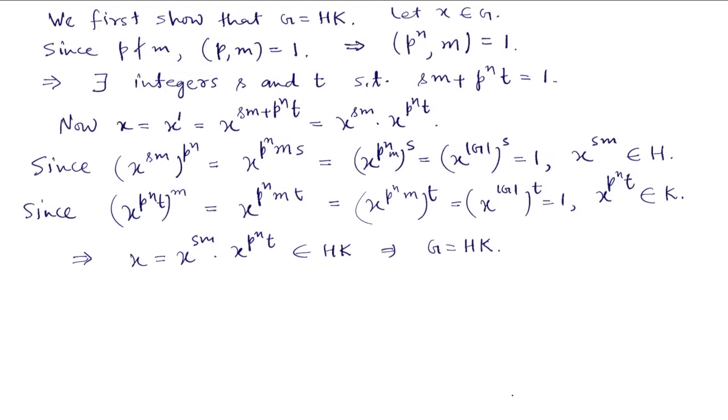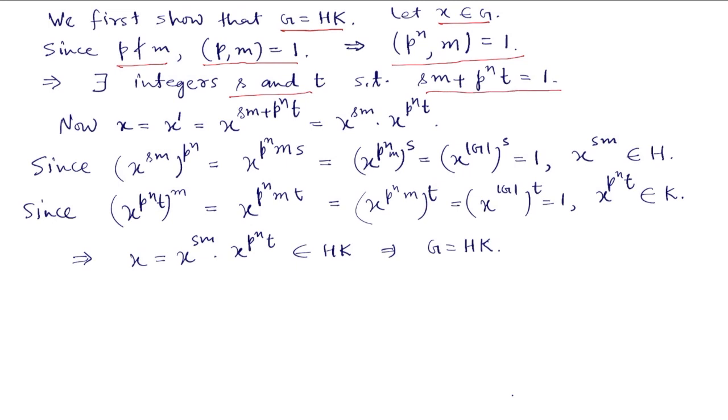We first show that G is the product of H and K. For this, we take an element x in G, and we shall show that x is the product of an element in H and an element in K. Now since p is not dividing m and p is a prime, GCD of p and m is 1. And if GCD(p, m) is 1, then GCD(p^n, m) is also 1, again because p is prime. So this GCD is 1, therefore there exist integers s and t such that sm plus p^n t is 1.